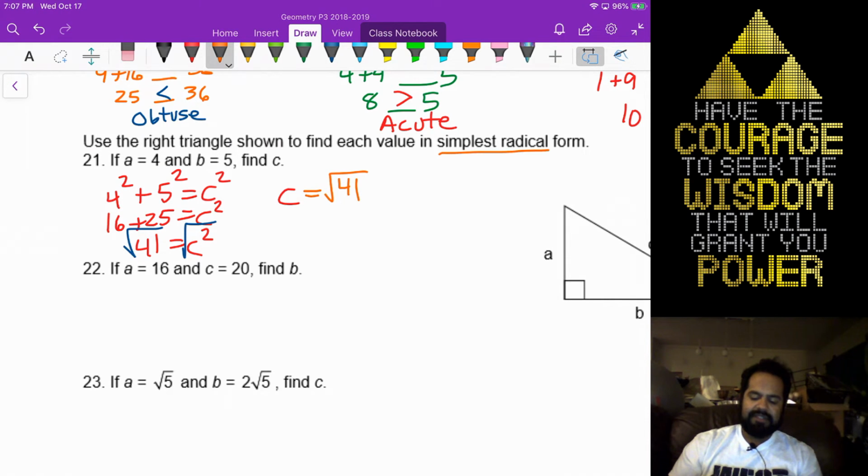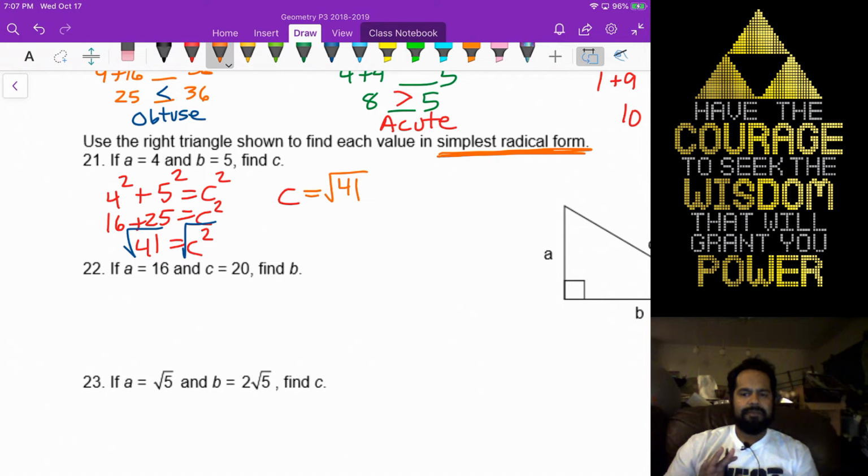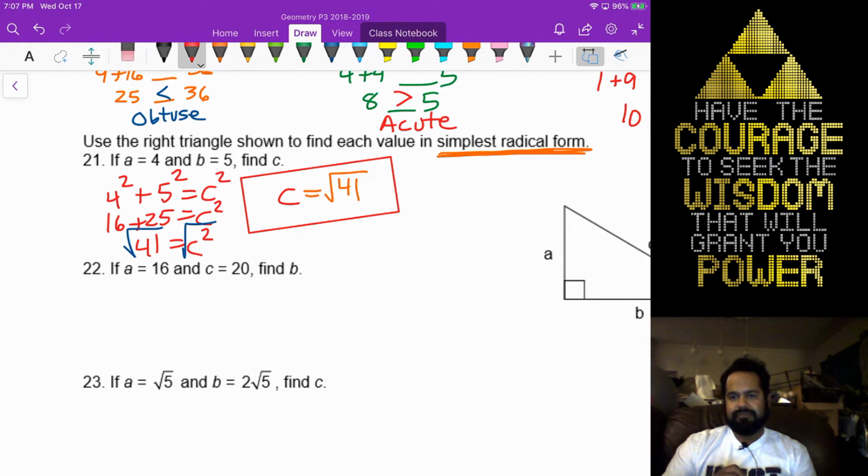Now I say leave it in simplest radical form. If I look at the number, 41 is a prime number. Therefore that means that I cannot break it down besides 41 times 1. So as a matter of fact, we're done.